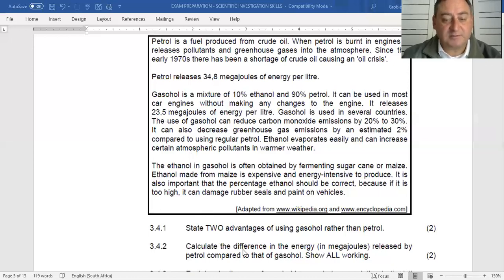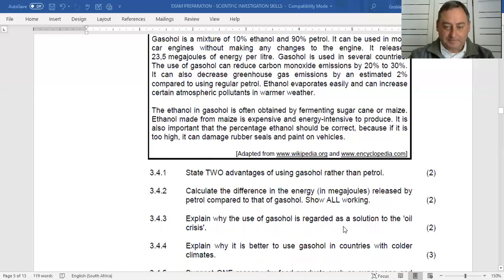What did I say difference means? It's simply subtract: 34.8 megajoules minus 23.5 megajoules. You get the answer there. You can even use your calculator. Remember to always take a calculator to the exam room, because you're not allowed to borrow. Take all the necessary equipment. You're not allowed to borrow anything in the exam room. So you subtract. Difference means subtracting.